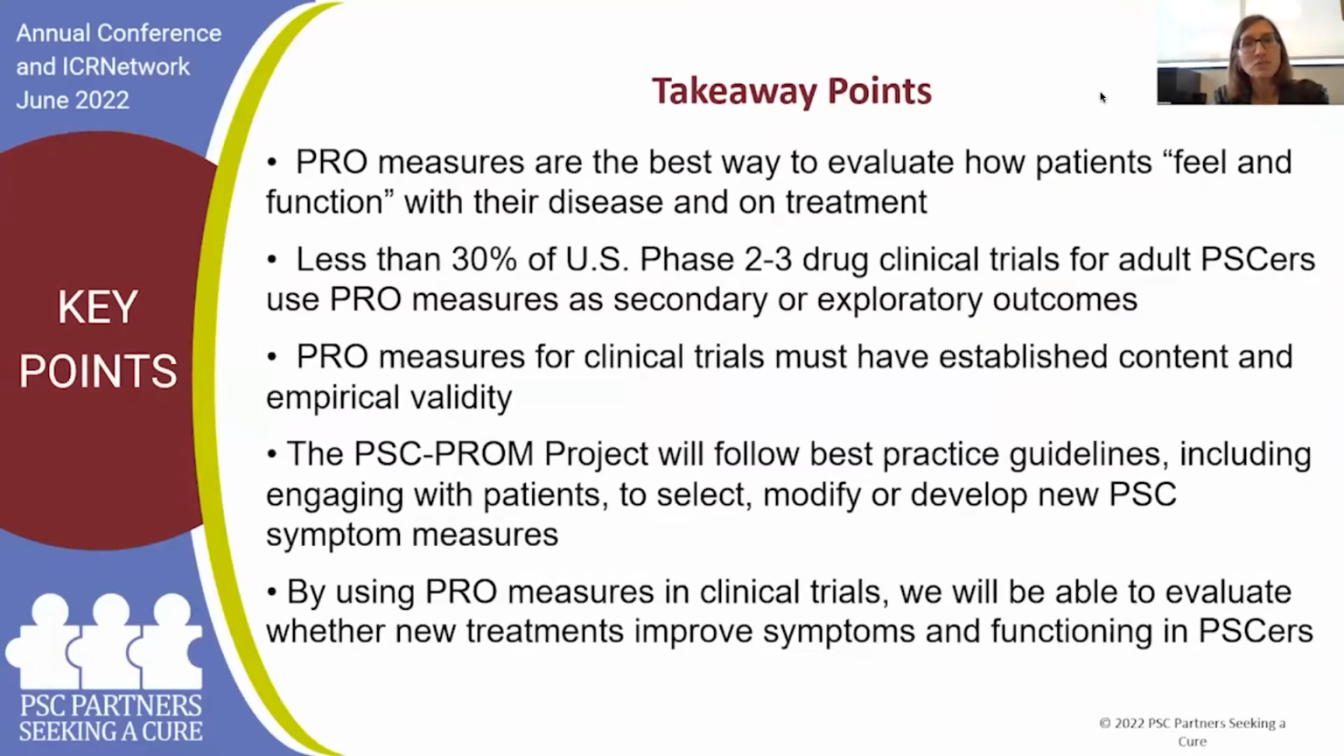PRO measures are the best way to evaluate how patients feel and function with their disease on treatment. Less than 30% of US phase 2 and 3 drug clinical trials for adult PSCers use PRO measures as secondary and exploratory outcomes. PRO measures for clinical trials have a very high standard and must establish content and empirical validity.